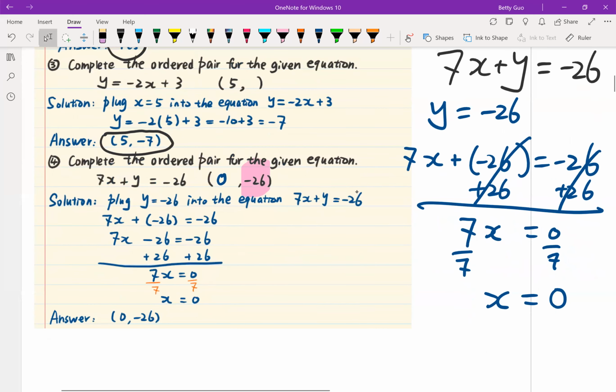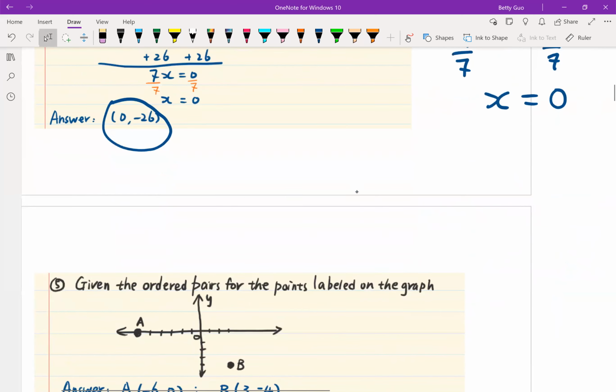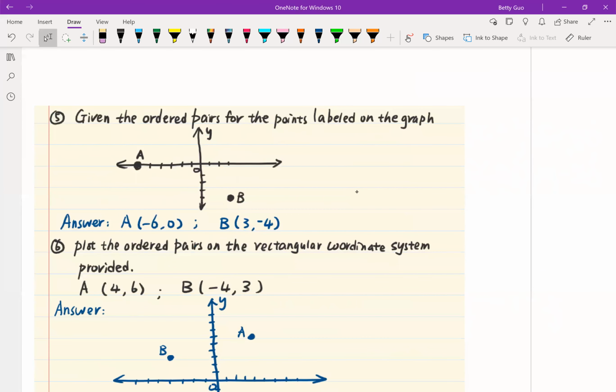The answer is (0, negative 26) after we complete the pair. Number 5, give the ordered pairs for the points labeled on the graph. So we are given points. We need to find their corresponding coordinates. A is on the x-axis. 1, 2, 3, 4, 5, 6. 6 units to the left of the origin. So A is (negative 6, 0).